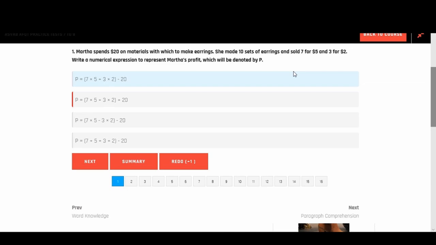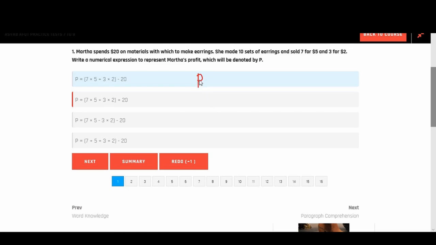Question 1 says, Martha spends $20 on materials with which to make earrings. She made 10 sets of earrings and sold 7 for $5 and 3 for $2. Write a numerical expression to represent Martha's profit, which will be denoted by P.